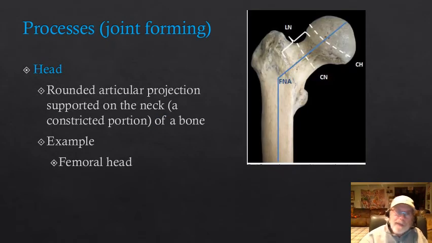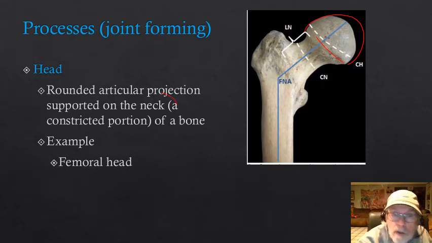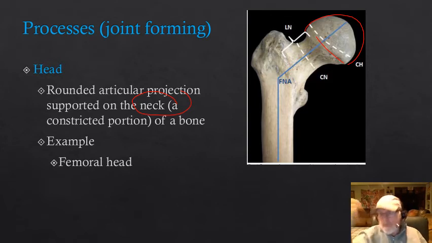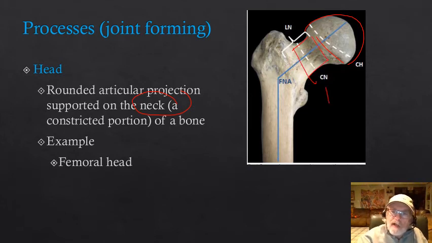Head. Head is exactly what it sounds like. That's the head right there. It's the rounded articular projection supported on the neck. Here's my neck, there's my head. My head's round, my neck is a little bit narrower, pencil neck. So this area right here is the neck, and this area right here is the head. The head is a rounded portion that sits on the neck.